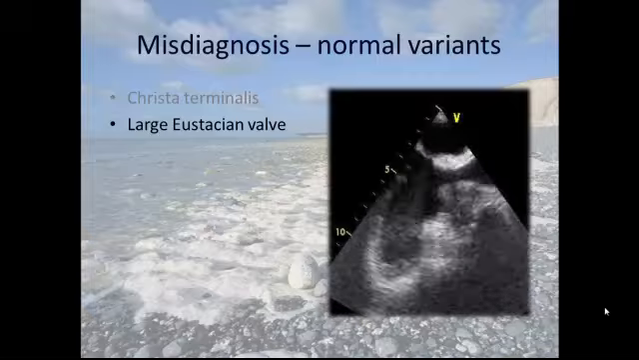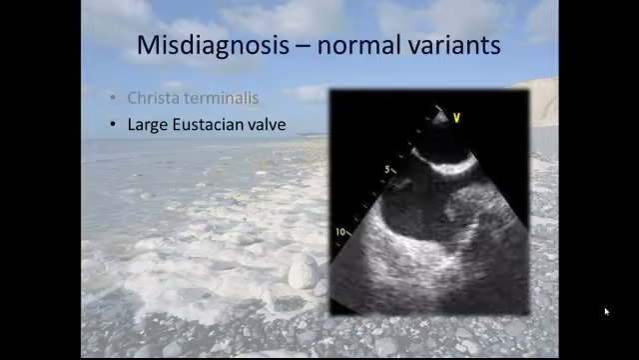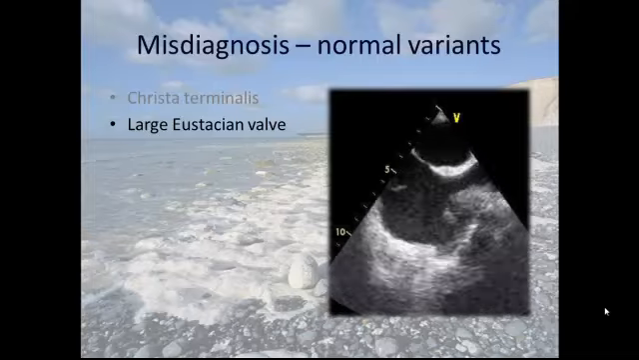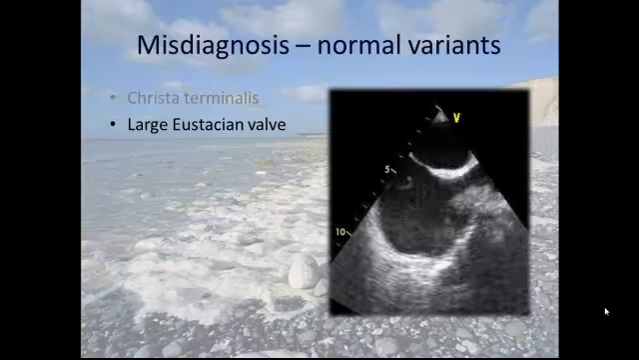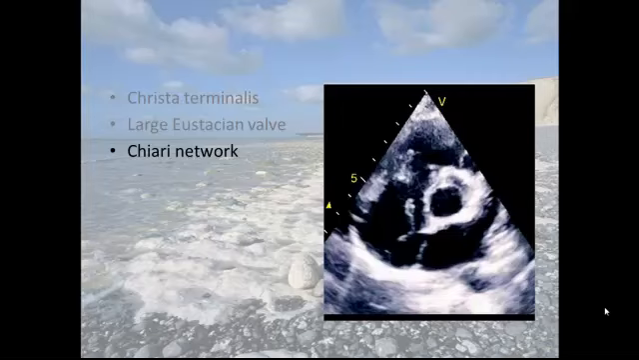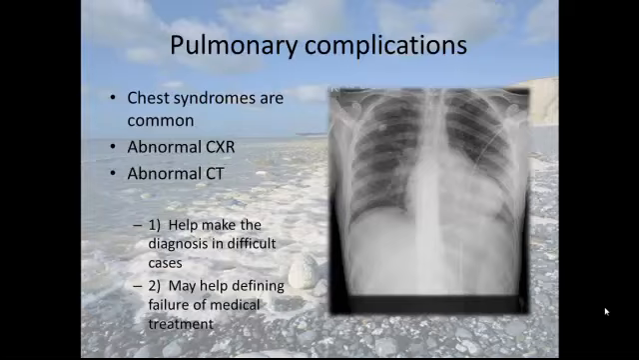Similarly, this is a rather florid Eustachian valve. You can see it floating around here, but that could easily be misdiagnosed as vegetation. A Chiari network is a more advanced version of the same, and you can see a lot of echoes floating around in the right atrium there. Apologies, no movie. So there are a lot of things you can misdiagnose as vegetations in that scenario.